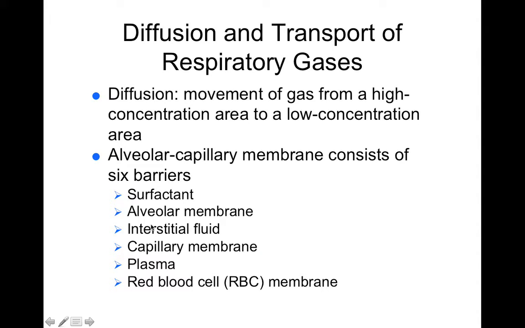exchange less effective. Like what if you had way too much surfactant lining the inside of your alveoli? You had a thicker fluid layer inside your alveoli. Well, it makes it more difficult for gases to wiggle through, right? Or what if the alveolar membrane and interstitial fluid were inflamed due to some sort of inflammatory lung disorder? Well, that increased thickness would also make it more difficult for gases to cross.